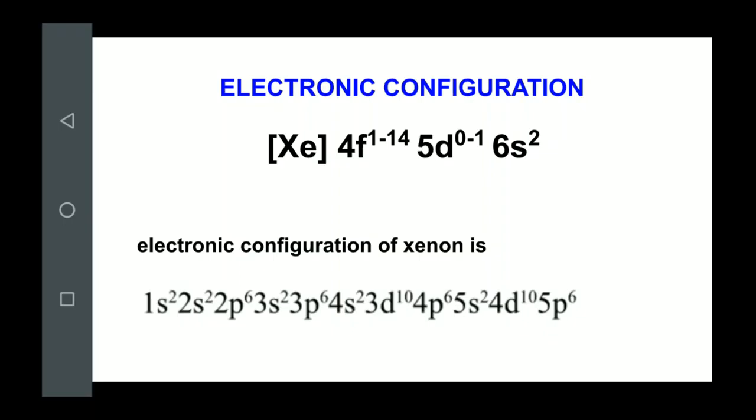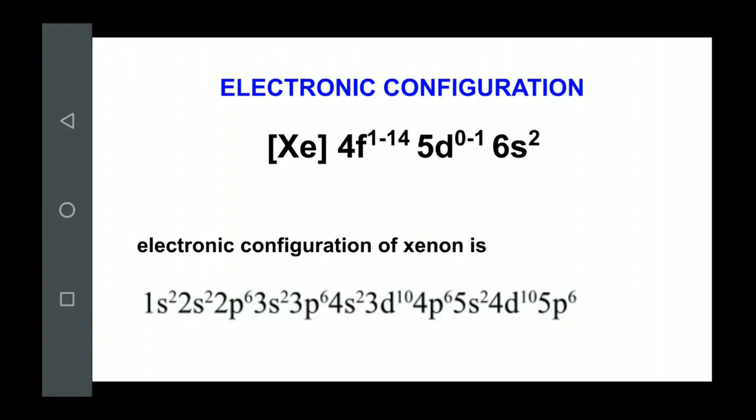The general electronic configuration for all the 14 lanthanoid elements can be given as xenon 54, then 4f 1 to 14 electrons, then 5d may have 0 to 1 electron, and 6s will have 2 electrons for all the 14 lanthanoids. Depending on the lanthanoid under discussion, the number of electrons will vary in the 5d and 4f orbitals.